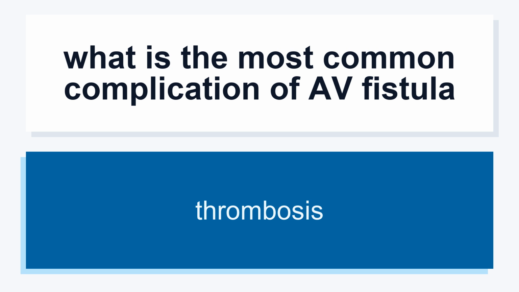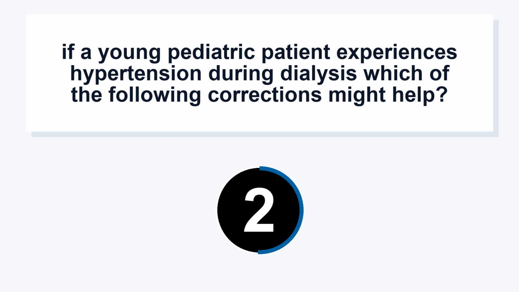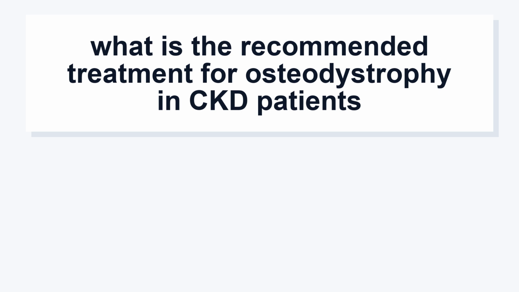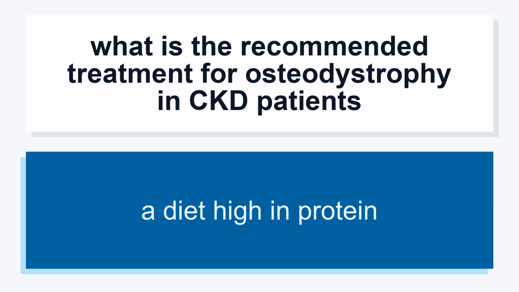Thrombosis. If a young pediatric patient experiences hypertension during dialysis, which of the following corrections might help? Use a smaller surface area dialyzer. What is the recommended treatment for osteodystrophy in CKD patients? A diet high in protein.